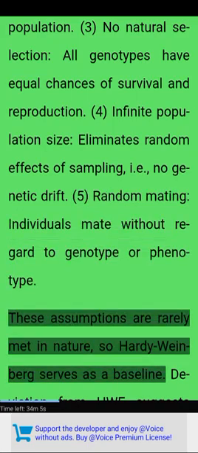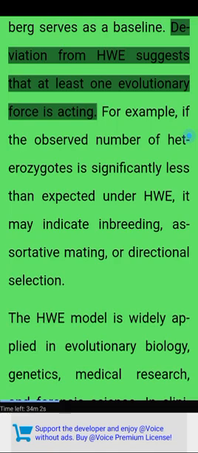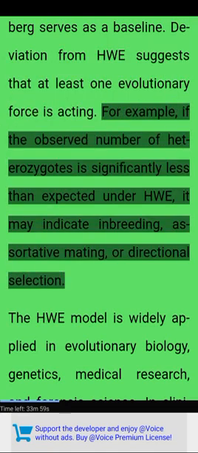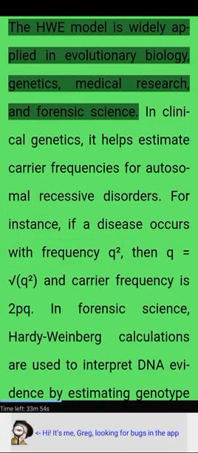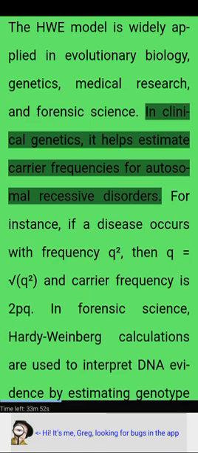These assumptions are rarely met in nature, so Hardy-Weinberg serves as a baseline. Deviation from HWE suggests that at least one evolutionary force is acting. For example, if the observed number of heterozygotes is significantly less than expected under HWE, it may indicate inbreeding, assortative mating, or directional selection. The HWE model is widely applied in evolutionary biology, genetics, medical research, and forensic science. In clinical genetics, it helps estimate carrier frequencies for autosomal recessive disorders.